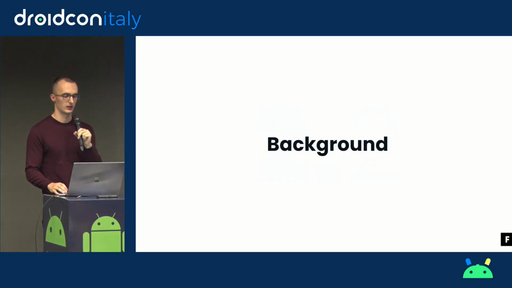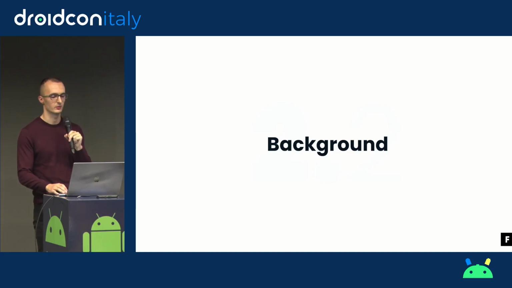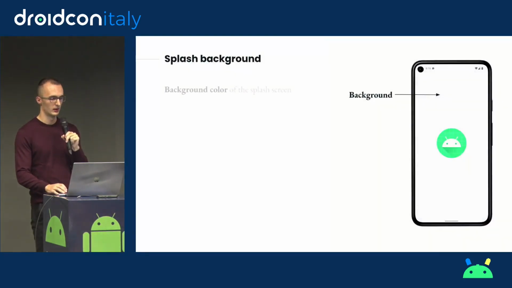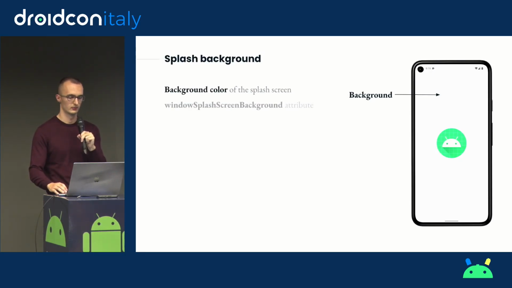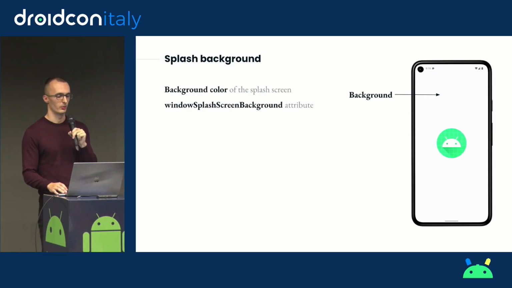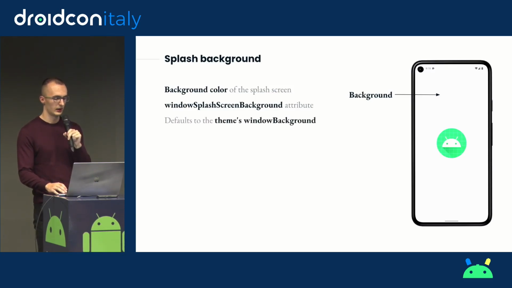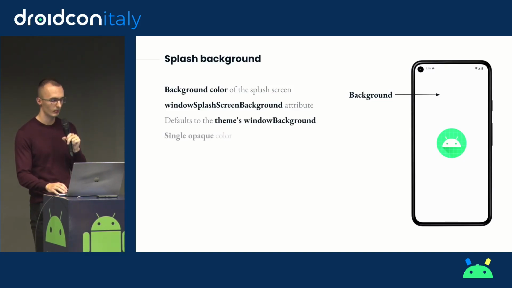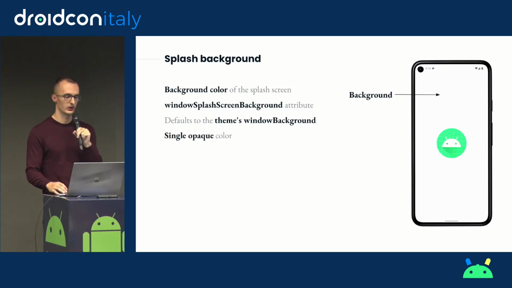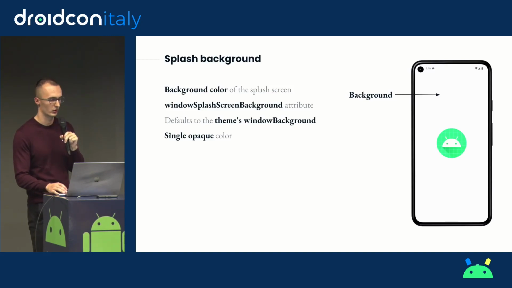Okay, we've added our custom splash screen icon. So let's now move on to adding the custom splash screen background. The background is simply the background color of the splash screen. We change the splash screen background using the window splash screen background attribute. If we do not specify this attribute, the default value that's used is the value from the theme's window background attribute. Now, the restriction here is that we need to use a single opaque color, so no gradients or semi-transparent colors are allowed here.